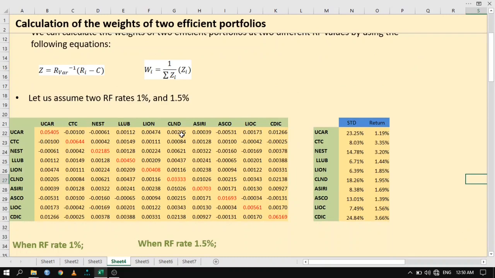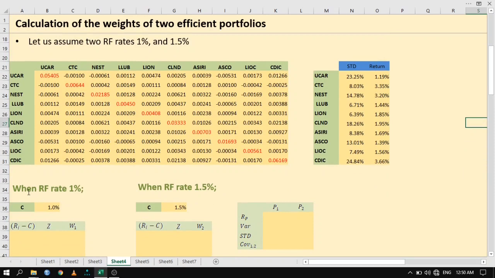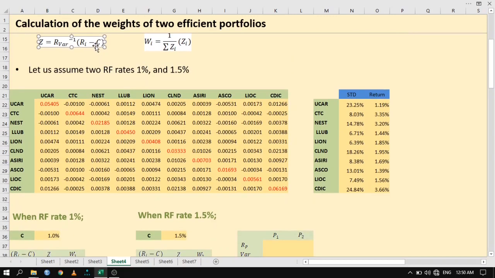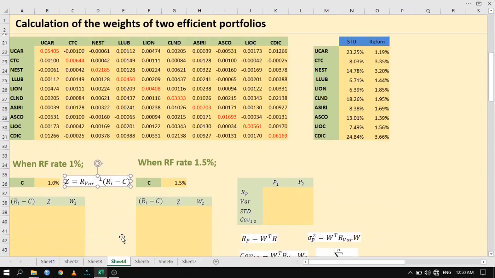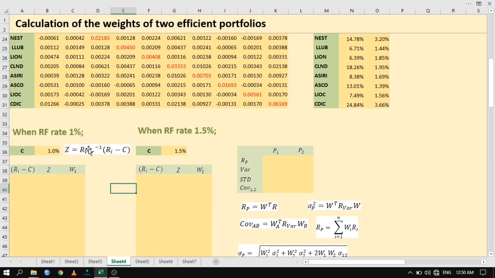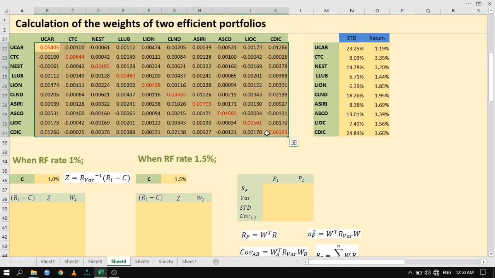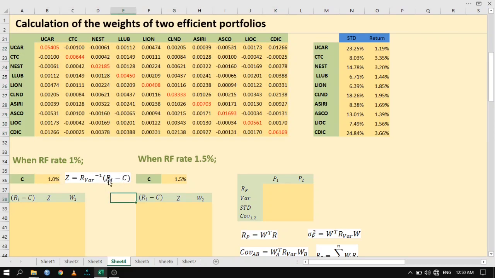So let me assume first, I am going to calculate the weights assuming the risk-free rate is equal to 1%, right? So here when the RF rate is equal to 1%, that means C is equal to 1%. So all I have to do is calculate the weights here. So first let me take this particular formula here. We already have this variance covariance matrix. We already calculated this. All we have to do is take the inverse of that. And then we need the R minus C vector.